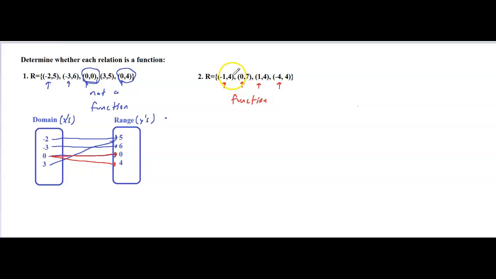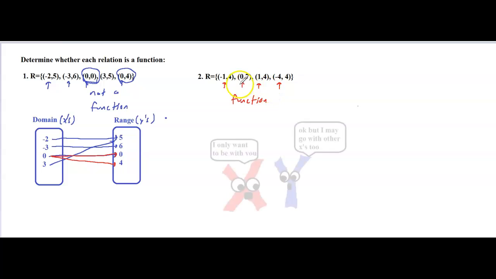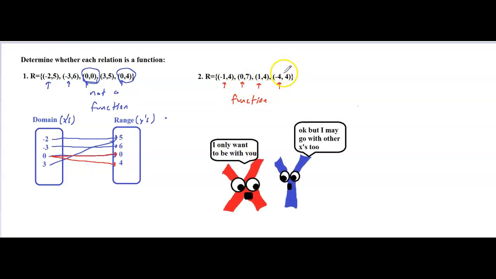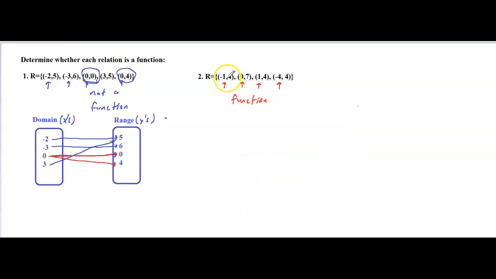And I went overkill with the 4's and the y's because we see that the y, 4, is mapped to -1, 1, and -4. And that's just to really double down on the idea that it's okay for a y to have multiple x's, but it's only okay for an x to only have one y.